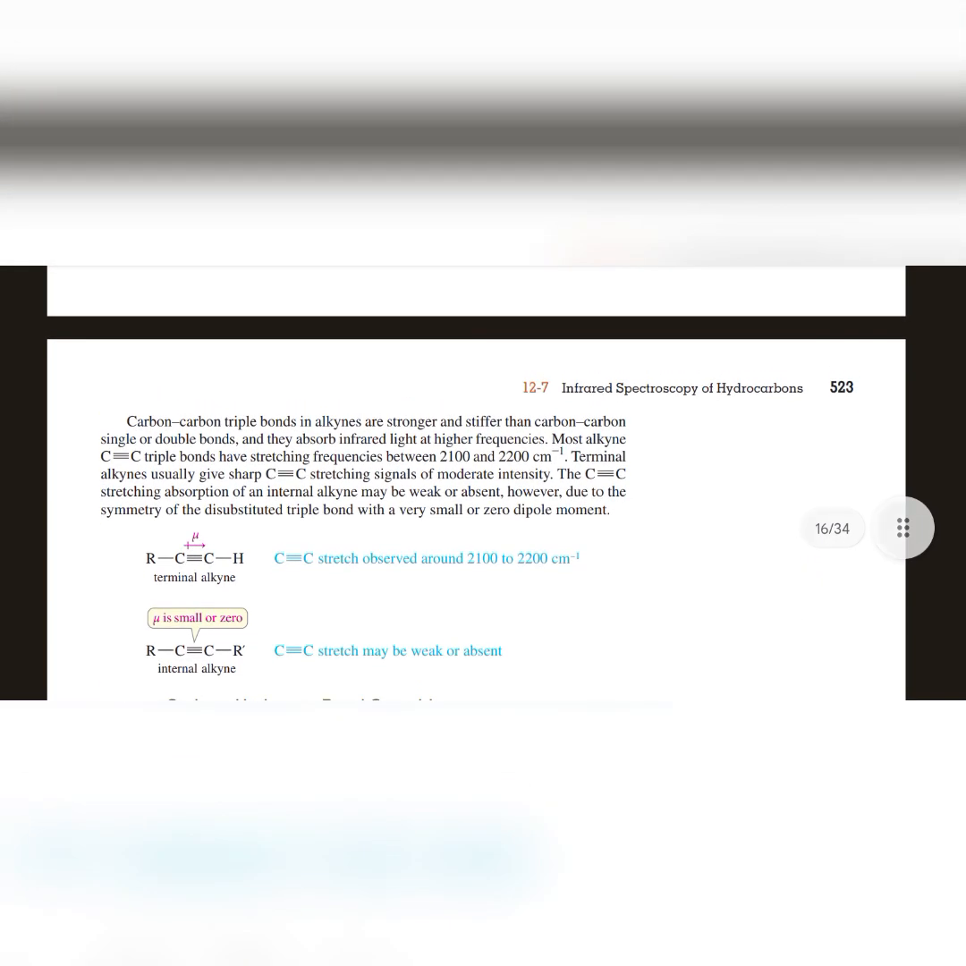Carbon-carbon triple bonds in alkynes are stronger and stiffer than carbon-carbon single or double bonds, and they absorb infrared light at higher frequency. Most alkyne triple bonds have stretching frequencies between 2100 and 2200 centimeter inverse. Terminal alkynes usually give a sharp carbon-carbon triple bond stretching signal of moderate intensity. The carbon-carbon triple bond stretching absorption of an internal alkyne may be weak or absent, however, due to the symmetric or distributed triple bond with a very small or zero dipole moment.